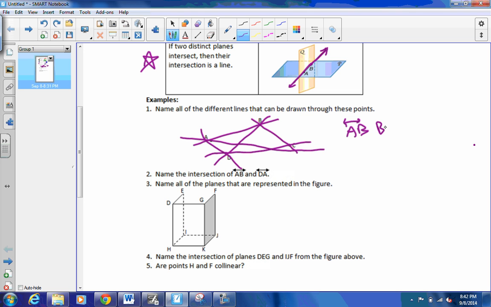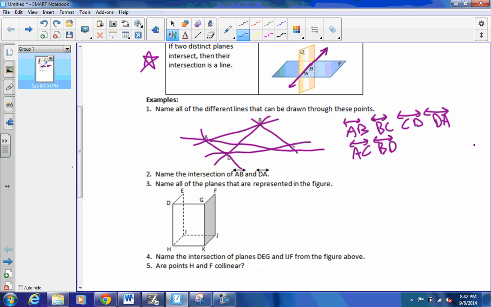We have BC and CD and DA. We also have AC and BD. And you could also call some of these lines different. You could say BA instead of AB, CB instead of BC, and so on. But those are the 6 lines that we can create going through those 4 points.